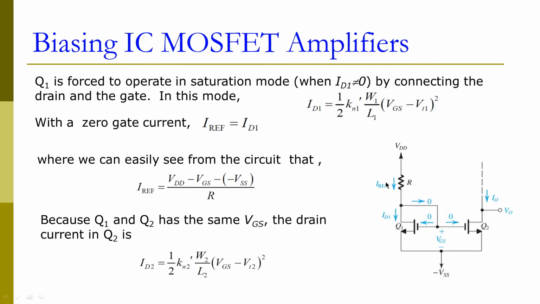Because we don't have any gate current, the drain current of this Q1 transistor must equal the reference current. So the reference current can be calculated from the voltage supply, minus the voltage drop between gate and source, that is VGS, minus the negative voltage supply. Because the VGS for both Q1 and Q2 are the same, the drain current in Q2 can be expressed by this formula here, which is also a saturation equation.